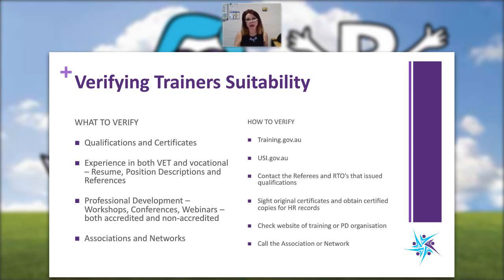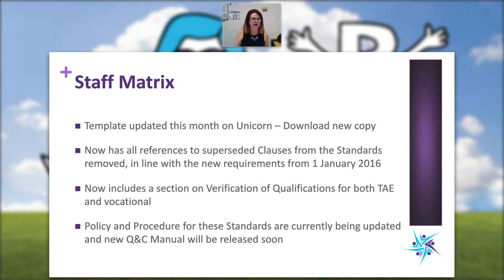It doesn't have to be a JP, it just has to be someone within your organisation who has cited the original, and you get a stamp that says cited the original copy, you sign it and date it when you actually cited it. Check the websites for PD and call the association or network to verify those associations that they've said they're part of. Okay, staff matrix.